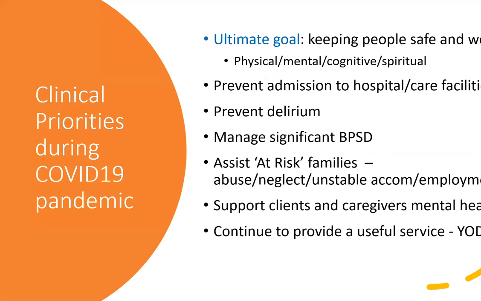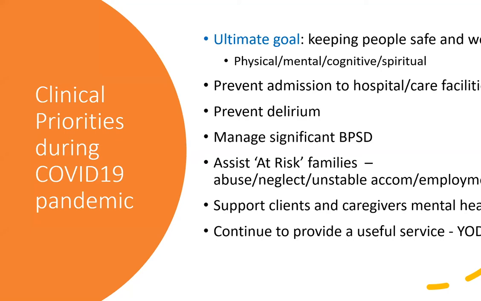So the first thing I wanted to talk about was thinking about the clinical priorities during the COVID-19 pandemic. There's what's best practice, gold standard practice for neuropsychology, and then there's what's acceptable during COVID. And I think they may be quite different. Really our ultimate goal is keeping people safe and well. And that's talking about both their physical health, their mental health, their cognitive health, and also their spiritual health. And obviously teleneuropsychology is one way to help people in terms of the assessment side of it, but there are other tasks that we can do that are not just related to assessment, which may be more useful for your clients than assessment alone.